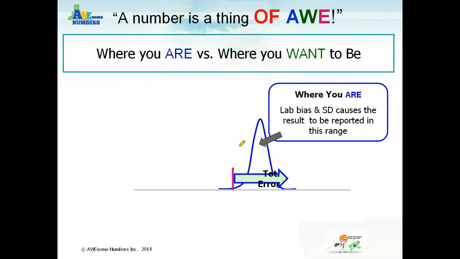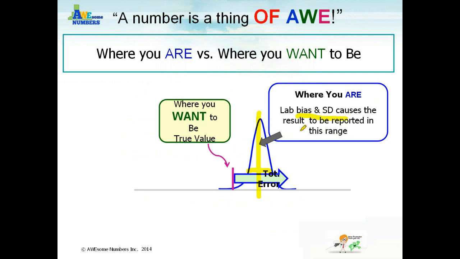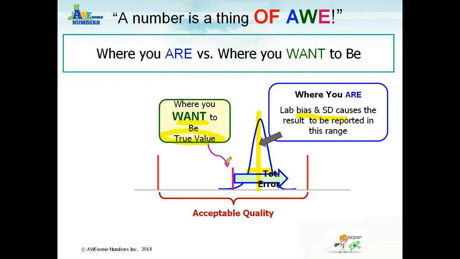So where you are is represented by the current mean and SD. So my current mean is here, my SD is here. That's where I am now. It's a measured value where I am. This is the truth. Where I want to be is here at the true value, which is typically your peer mean for your QC sample.